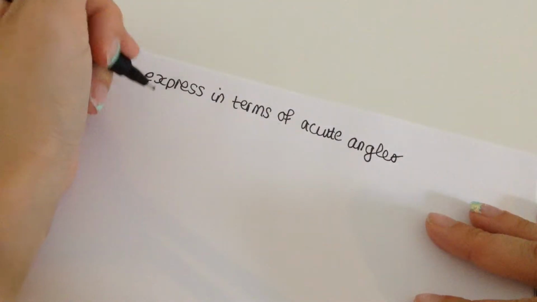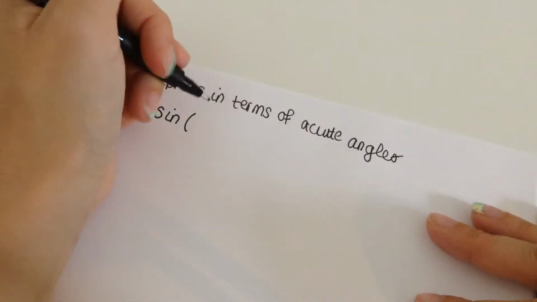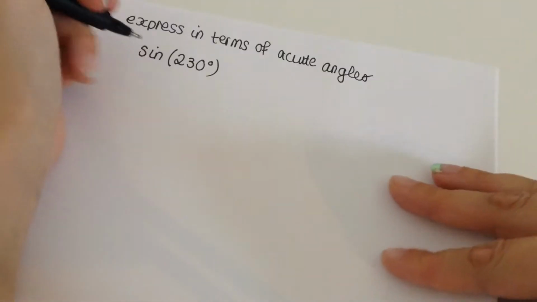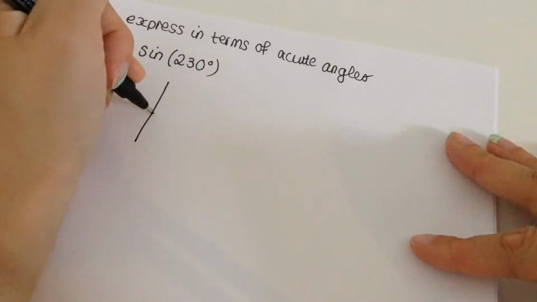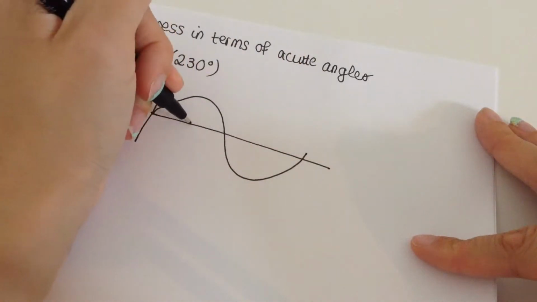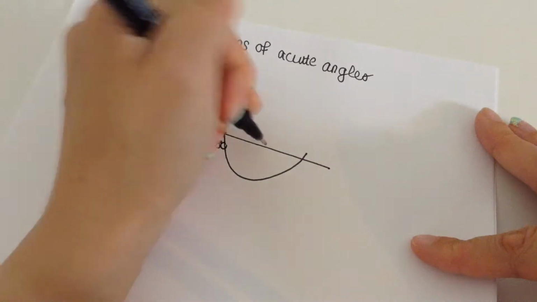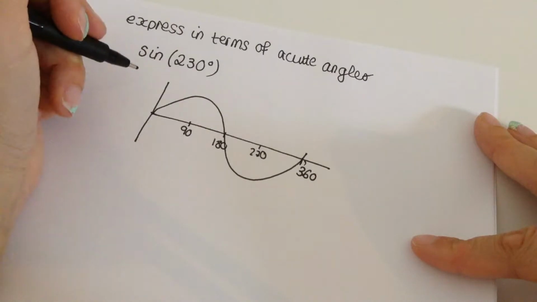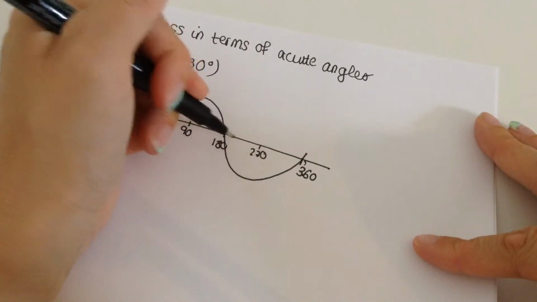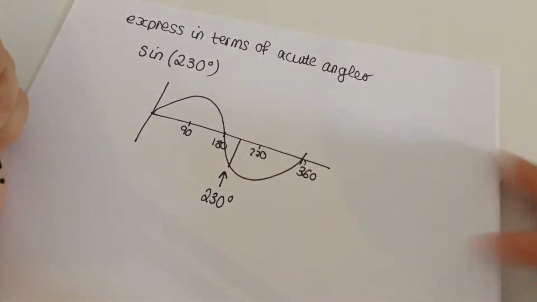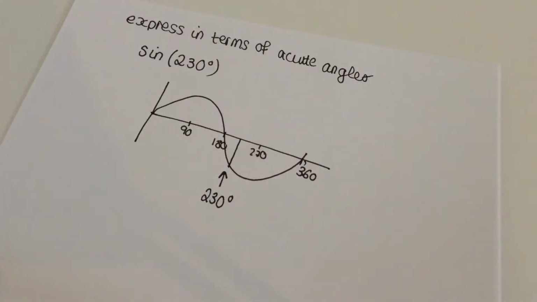And then you had things like, let's say we had sine of, I'm just making up something here, 230 degrees. So what you would do is you would look at your graph of sine. 90, 180, 270, 360. You find 230 degrees, which is about here. And then you say, well, I want an acute angle that is similar to that.